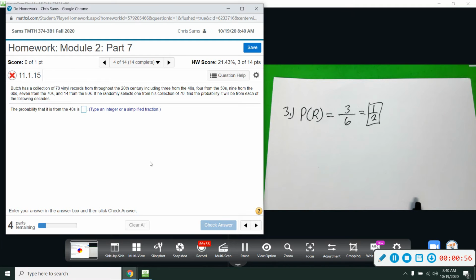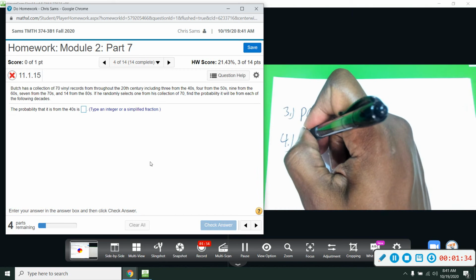All right, number 4. Butch has a collection of 70 vinyl records from throughout the 20s, including 3 from the 40s, 4 from the 50s, 9 from the 60s, 7 from the 70s, 14 from the 80s. If he randomly selects one from his collection of 70, find the probability it will be from each of the following decades. Okay, so there's 5 parts altogether.